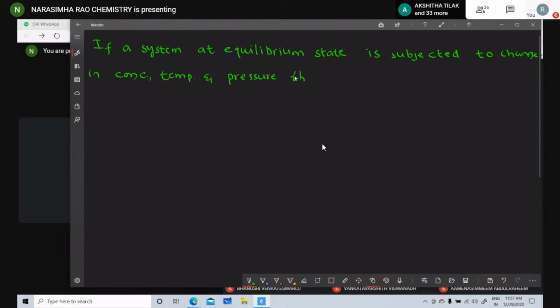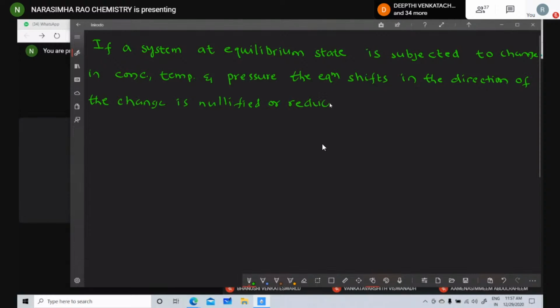The equilibrium shifts in the direction of the change is nullified or reduced. It's clear, children, what will be happening?